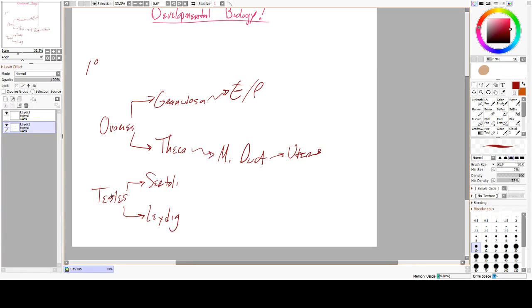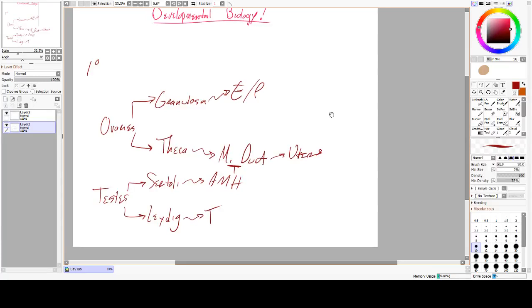As you can guess, these organs also have particular cells. Sertoli cells actually produce AMH, which is anti-Mullerian hormone, which blocks this development, so it pretty much prevents this from developing. And then the Leydig cells produce testosterone, which we all kind of know what that does.